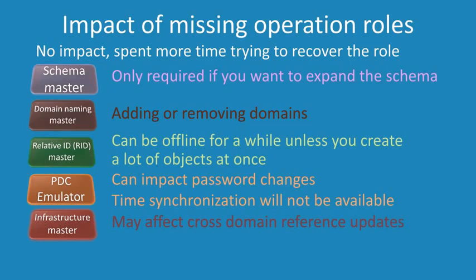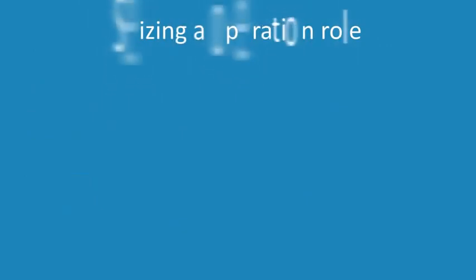In a single domain environment, this operation master role will not be missed during an extended outage. In a multi-domain environment, a missing infrastructure master can have an effect on group membership changes across domains. Once you understand the impact the missing operation master role will have on your organization, you can decide how much time you should wait before seizing the role.